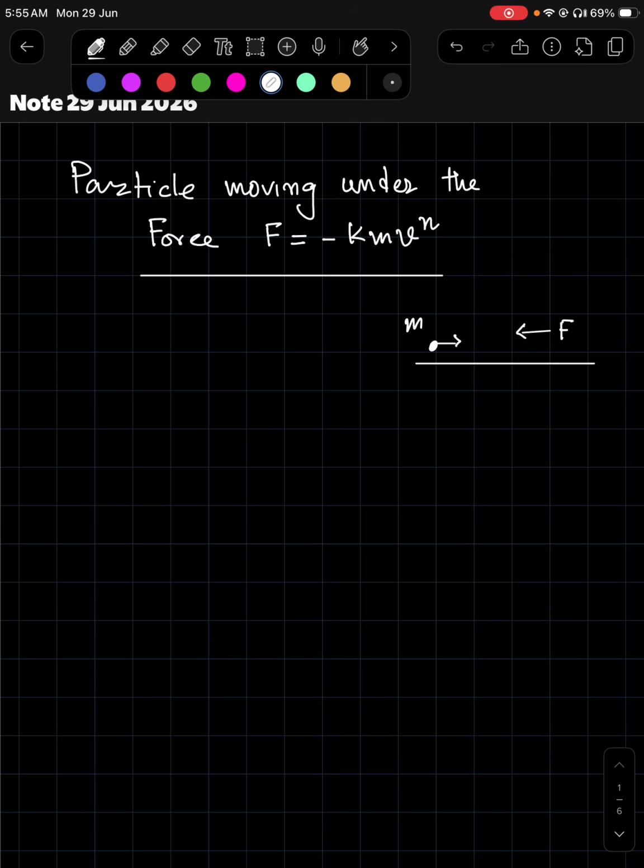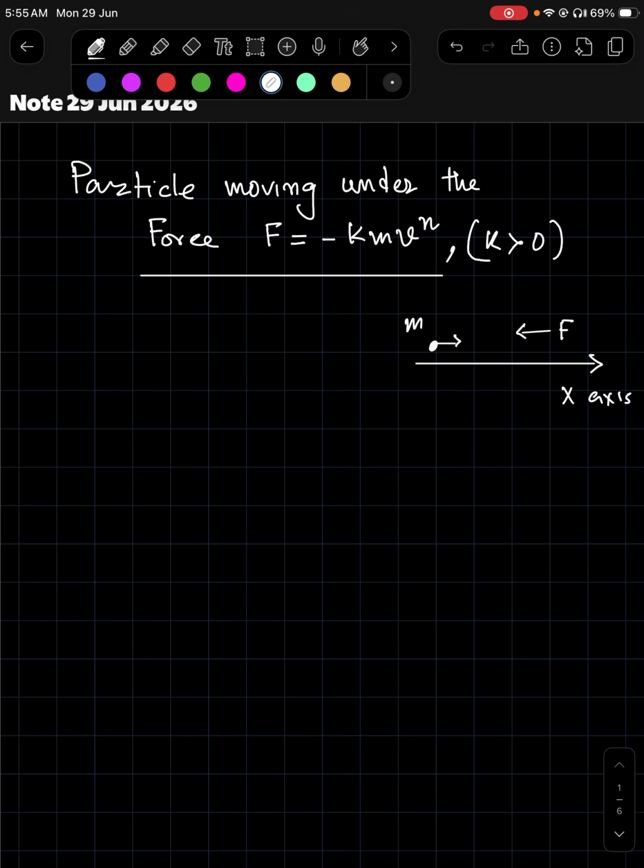Our problem tells me that a particle is moving along some axis, like the x-axis, and a dragging resistive force is acting opposite to it. This force is proportional to its instantaneous velocity. It is given as minus k m v to the power n, where k is a positive constant, and m is the mass of the particle.